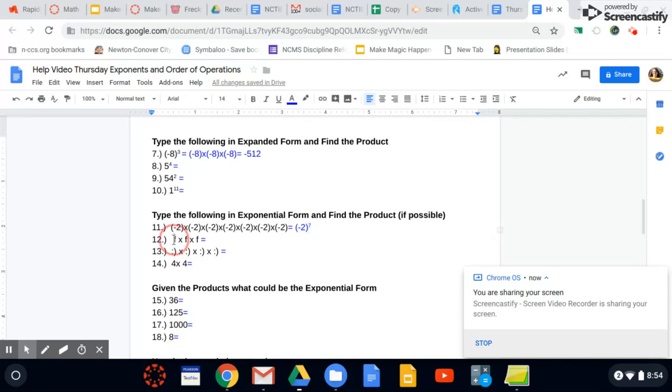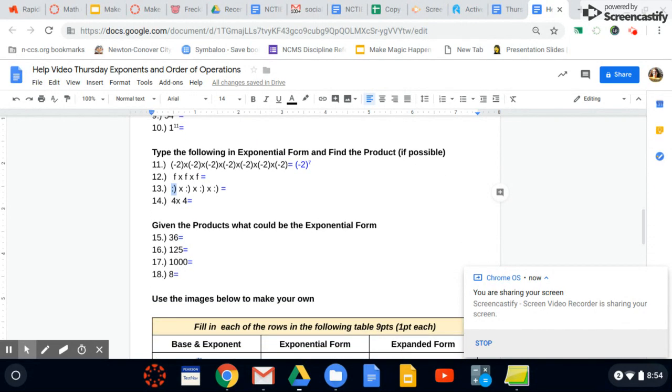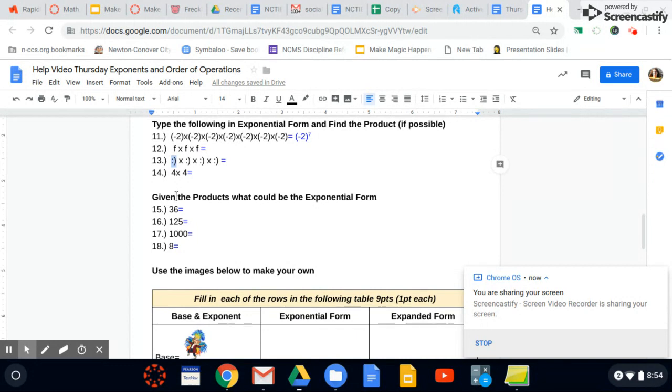A variable like f or a smiley face can be the base. It doesn't just have to be a number. The next section is a little bit challenging, but it says, given the products, what could be the exponential form?